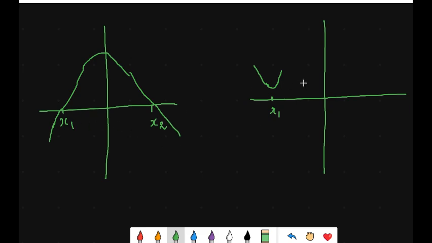Okay. And then things were going upward, and then this is x2. At x2, things became negative, so things went downward, right? So that is kind of the graph, okay? So there's a pit at x1 and a mountain at x2.